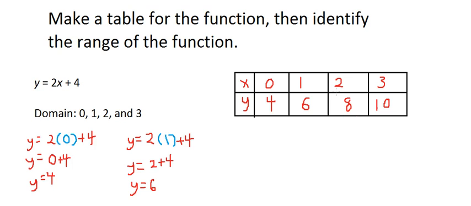Okay, so we've just made a table, fantastic, and we want to make sure that we're done with the problem, so we go back and read the directions again. It says to make a table for the function, then identify the range of the function. Well, we've done that first part, we've made our table, but we have not yet identified the range. So that's the last thing that we need to do here. We're just going to tell what the range is. So we're going to say that the range is our y values, which are 4, 6, 8, and 10. And now we've fulfilled both parts of the question and we're done.